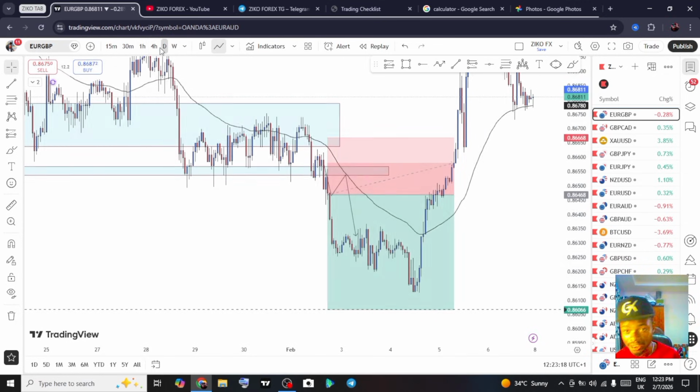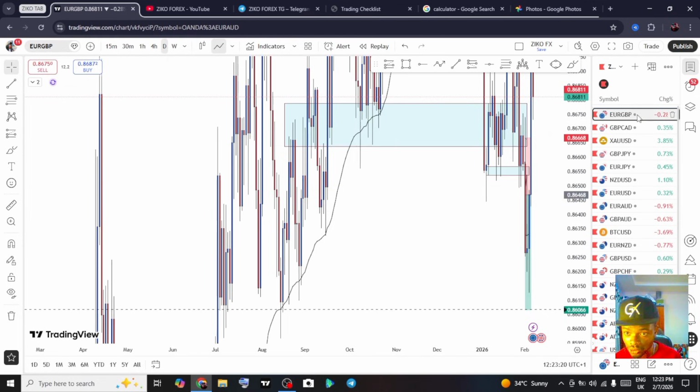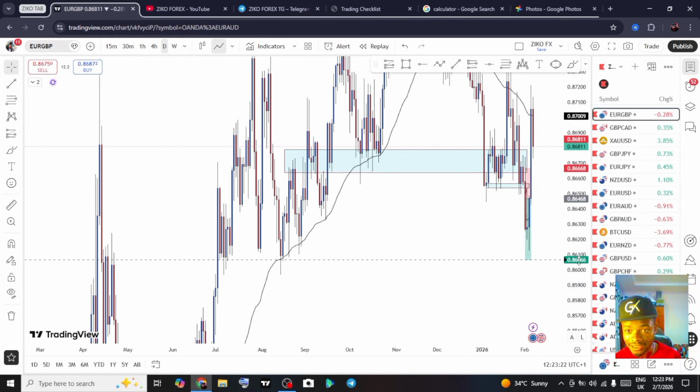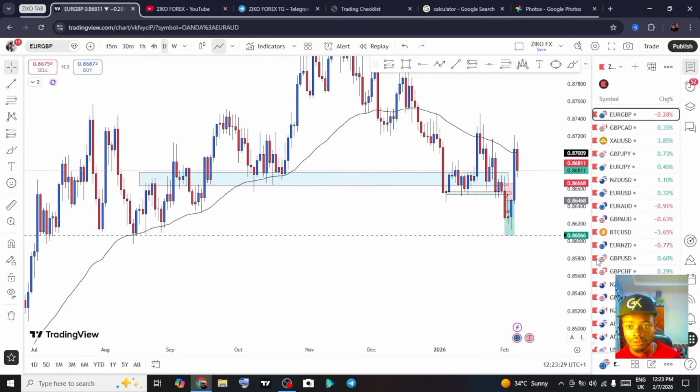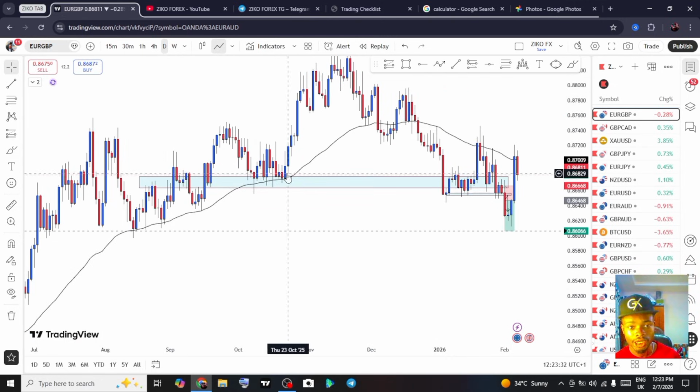Now I will break it down, right? I'll break the pair I took last week, and then I'll break other pairs that I couldn't take but gave us opportunity last week, right? Fair enough. Let's go.